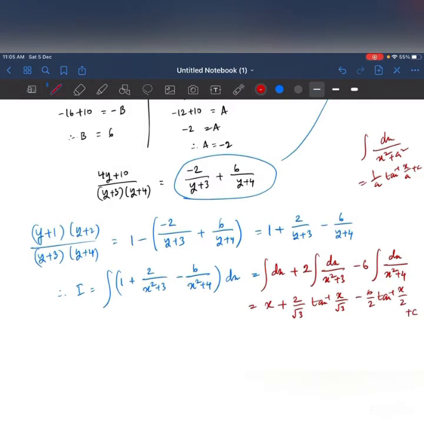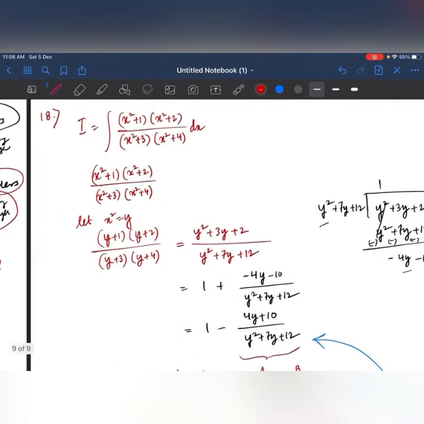So if I write the values nicely, so we have x plus 2 by root 3, that is tan inverse x by root 3. Then we have minus 3 tan inverse x by 2 plus c. So that's how we do question number 18, and it's a very important question.